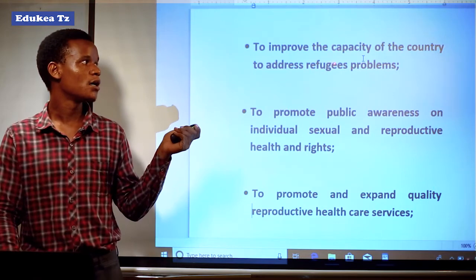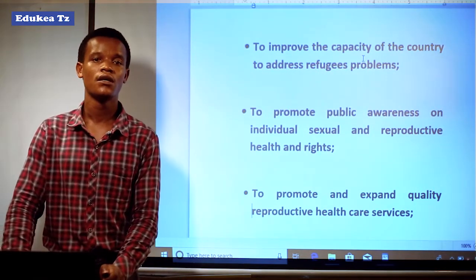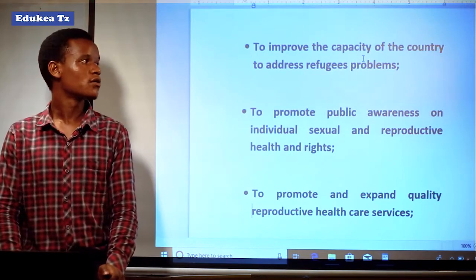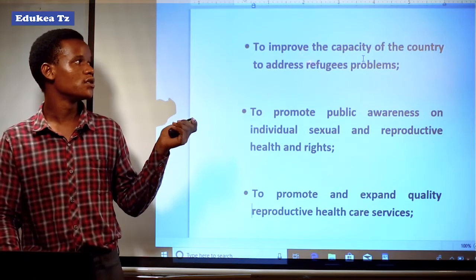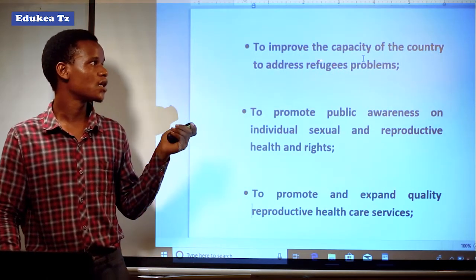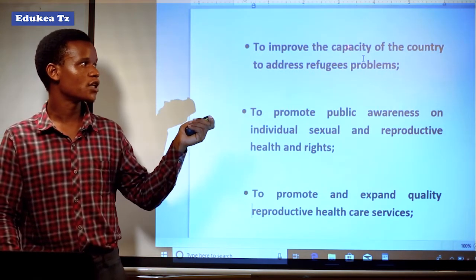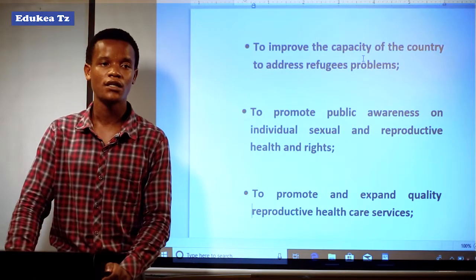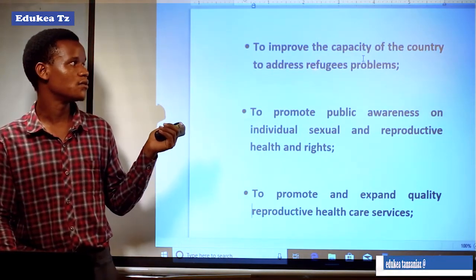Those people who are coming from their countries for different reasons like war and different conflicts like land conflict, etc., are called refugees. So for refugees who come into a certain country with their problems, the government put this policy in order to improve the capacity of the country on how they can help those people who are coming from their country that are refugees.